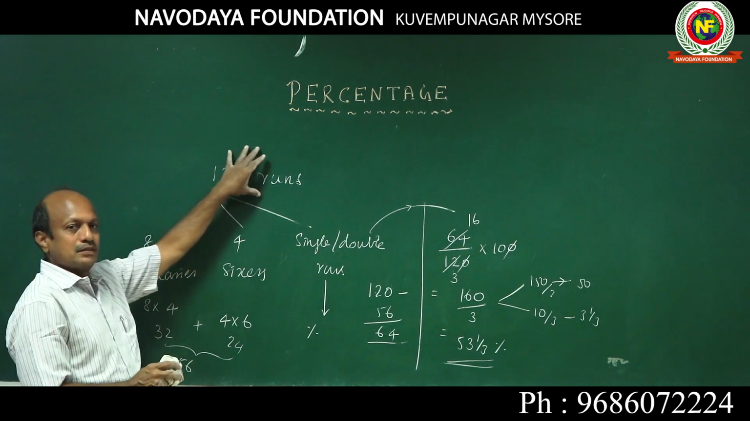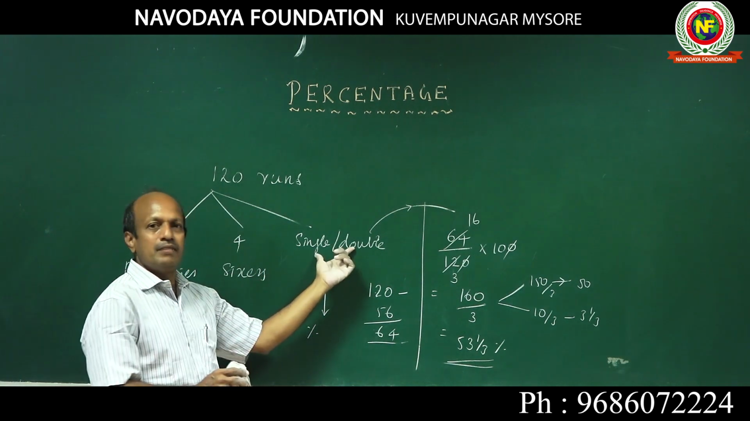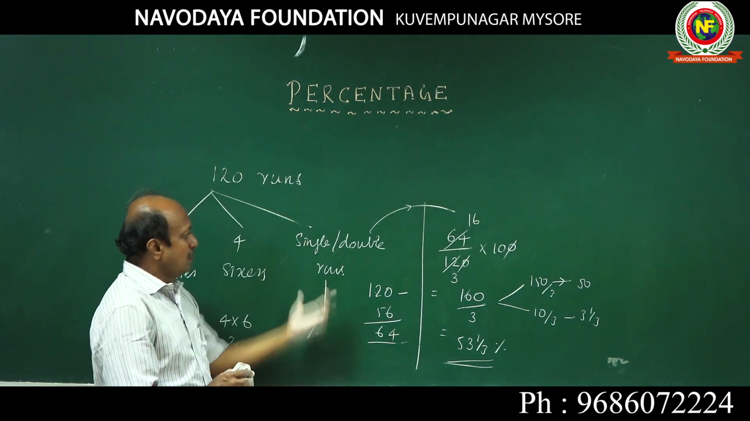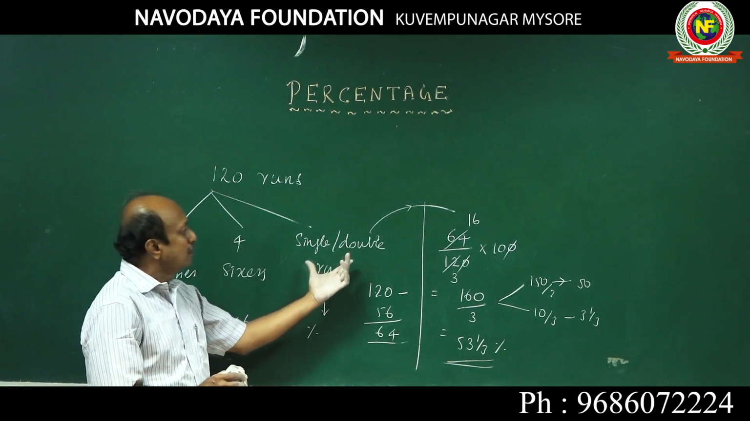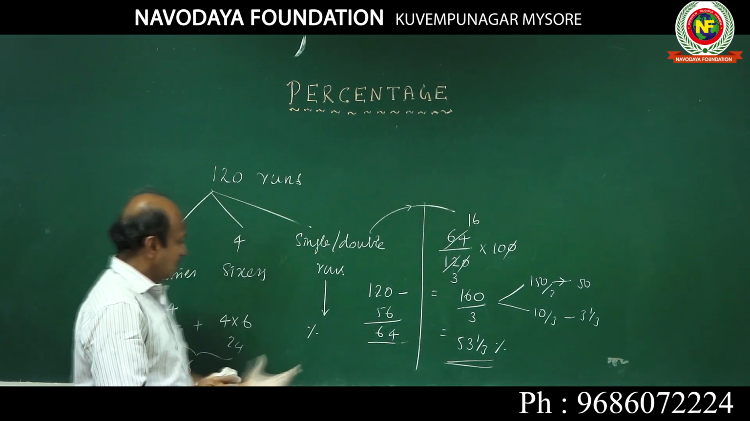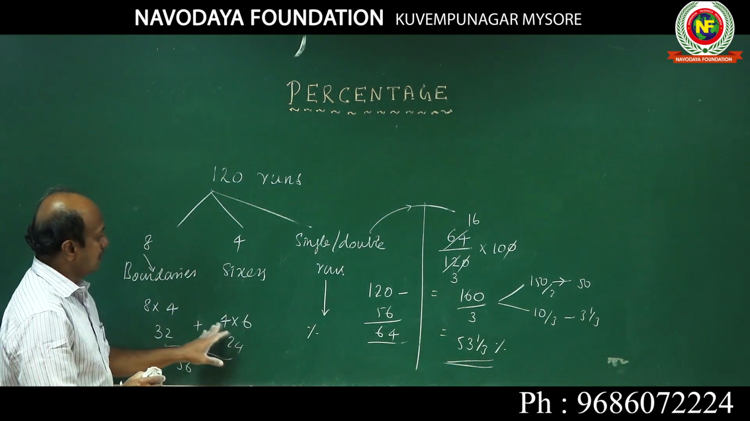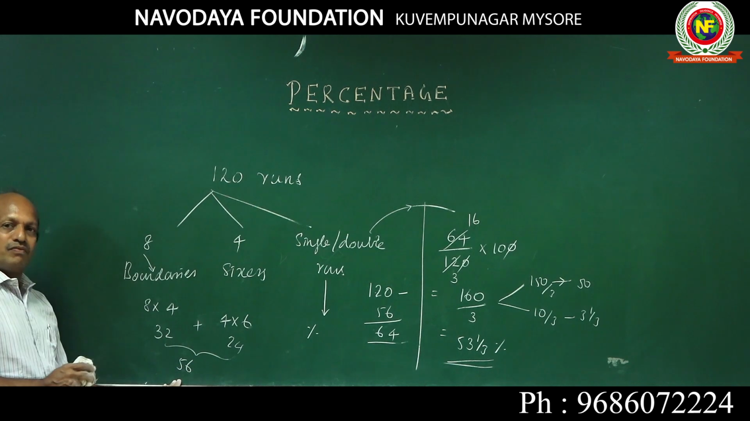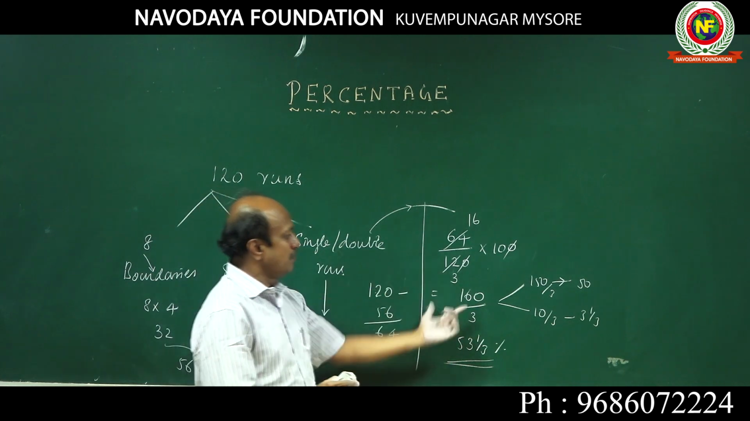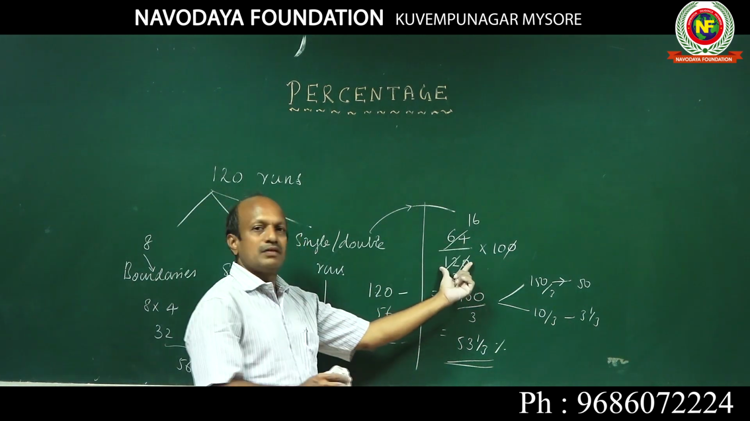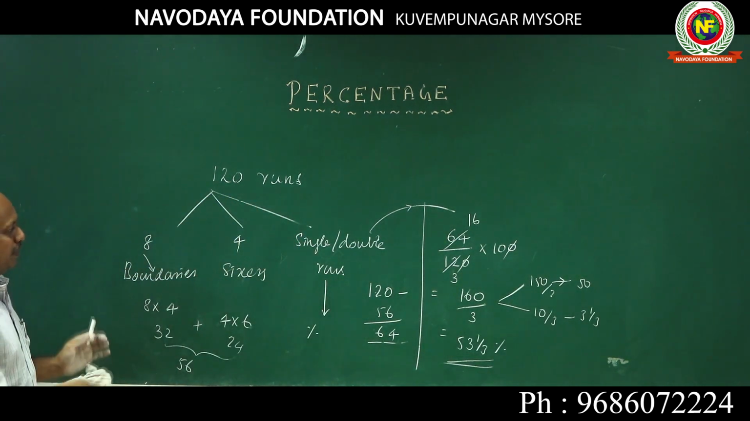Right, out of 120 runs, there are 8 boundaries, 4 sixes, and the rest all he has run in between the wickets. Now the question is, what percentage of total runs has he secured by moving in between the wickets? Boundaries is 8 fours are 32 runs. Sixes, 4 sixes are 24. Therefore, totally he has scored 56 out of 120. The rest all he has made by single or double runs, that is 64. 64 out of total 120 into 100. Finally, we will be getting 53 and 1 by 3%.